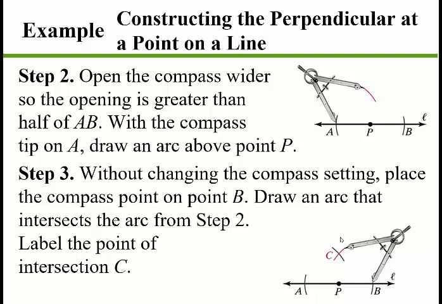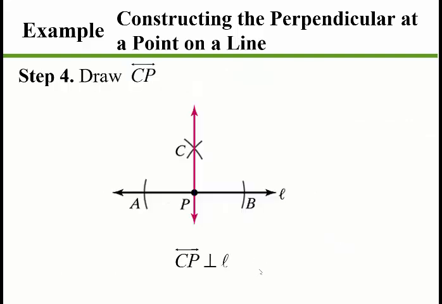And it turns out that that intersection here is going to be perpendicular to the line. So the last step you're going to do is draw this line right through point CP. And that line here is now going to be perpendicular to line L.